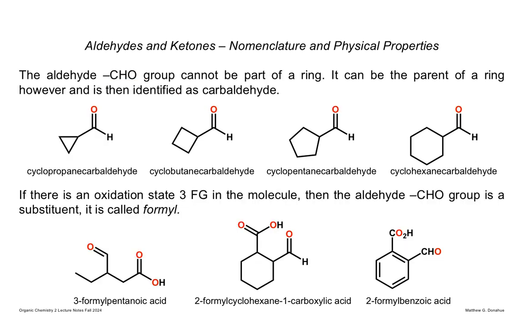The aldehyde group cannot be part of a ring. Again, it has to be in an aliphatic chain. So when there's a ring attached to it, you use the suffix carbaldehyde. So for the 3, 4, 5, and 6 membered rings at the alpha position, where the alpha position is the carbon next to the carbonyl, if that's a ring, you just put the ring size and then the word carbaldehyde.